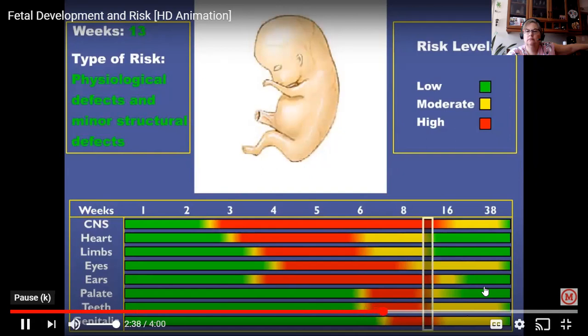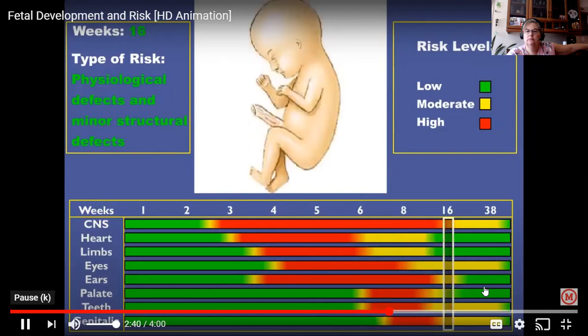At 16 weeks, the fetus is 6 inches long. Physiological defects and minor structural abnormalities are still the major forms of risk, with moderate risk to the central nervous system, eyes, teeth, and external genitalia. 26 weeks marks the end of the second trimester. During the third trimester, the fetus will gain the most weight, up to 5 or more pounds, and increase in size. A major risk during this time is premature delivery.